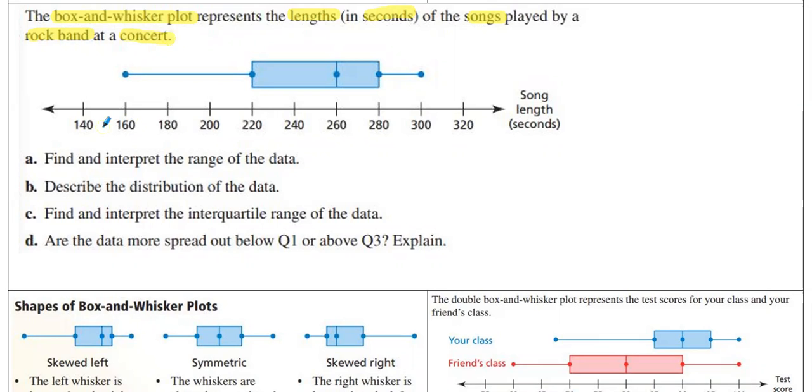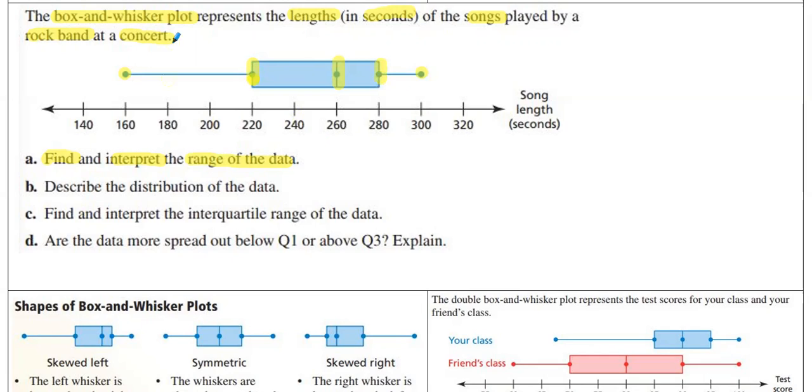Okay, so it says find and interpret the range of the data. Well, let's see what we got here. Song length in seconds. Okay, so 140, 160. So some of these are getting pretty long, 320 all the way at the top. Okay, it looks like the least value was 160. The greatest was 300. The median, right in the middle, that's 260. And then we have the first quartile at 220 and the third quartile at 280.